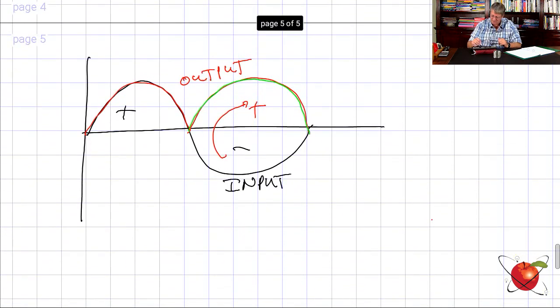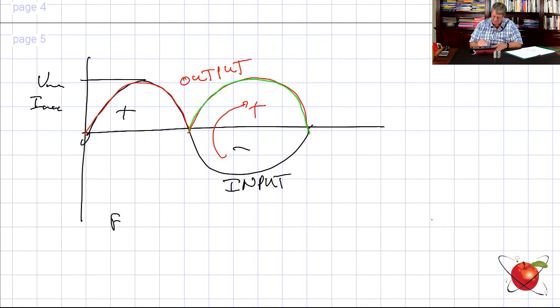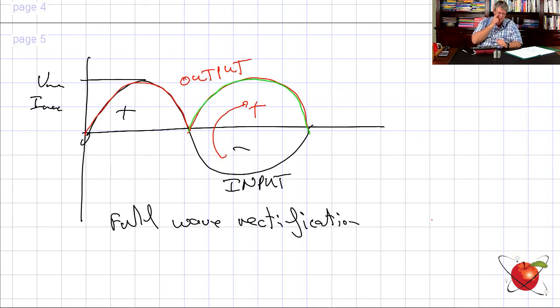So as the wave comes in, it starts over here, it builds up to V max or I max, and then it stays on my output. This is my output curve, a full wave rectification. Now, essentially, that brings us to the end of that section on electrodynamics.